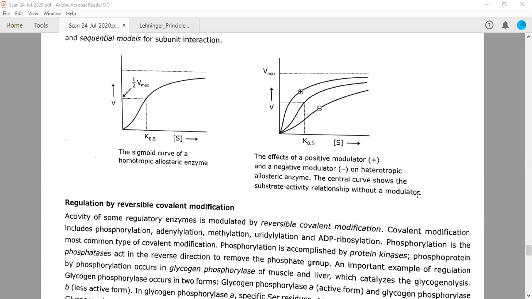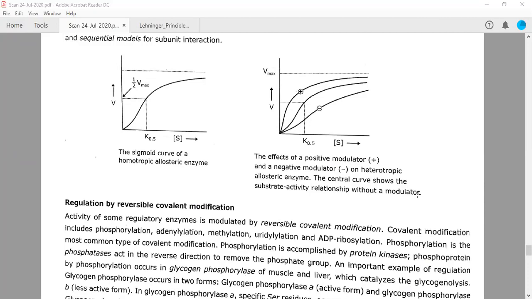If you have the 7th edition of Pathfinder, on page number 37 they have discussed hemoglobin, and on page number 39 they have drawn this sigmoid curve. Myoglobin has a hyperbolic curve, whereas hemoglobin has a sigmoid curve. This is the major difference between hemoglobin and myoglobin.